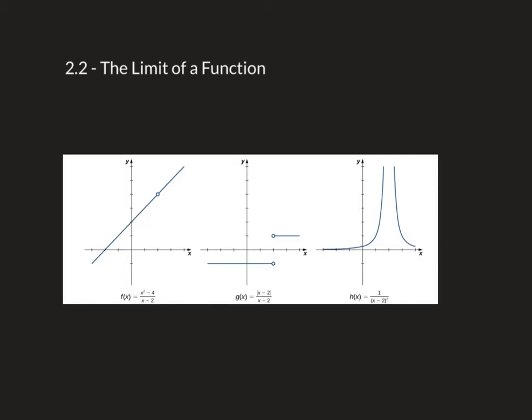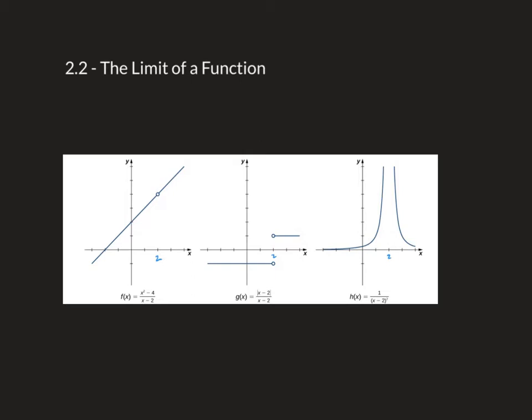Hi everyone. In this video, we're going to cover section 2.2, the limit of a function. And before I define formally what a limit is, I want to take a look at these three graphs and just investigate where the idea comes from. If you look at each of the three graphs, f of x, g of x, and h of x, we're looking at an x value of 2. What's going on when x is 2 for each of these three graphs?